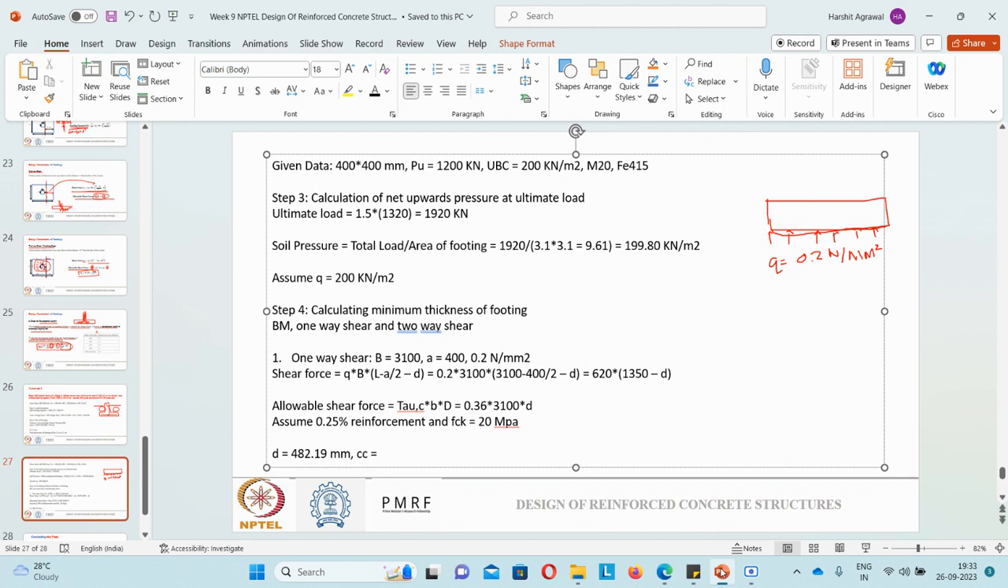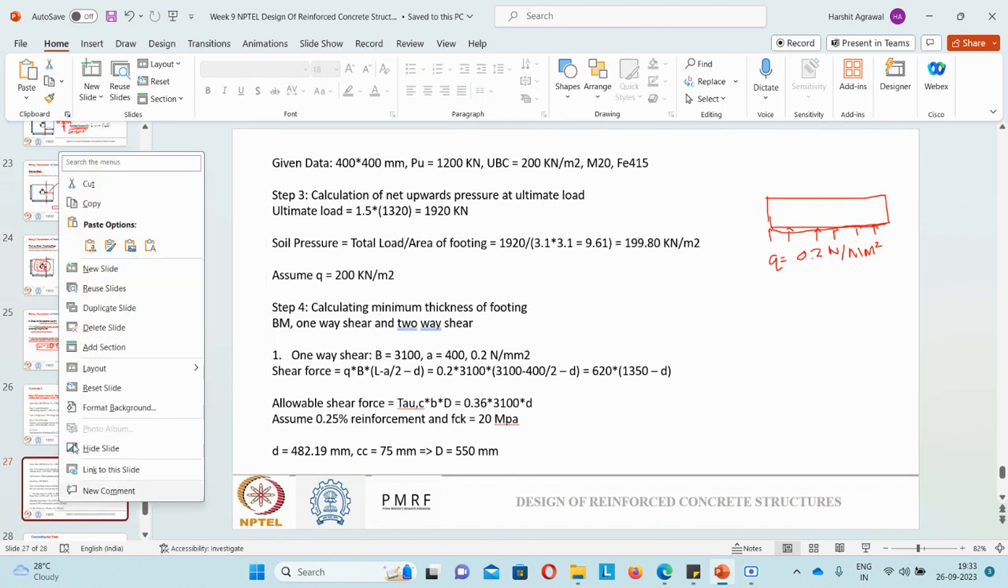Assuming a clear cover of say 75 mm, capital D I will get as 482.19 plus 75, 557 mm. So let's round it up to 550 mm, since we can't provide 557, and 600 will be very much larger than 557. So let's say the total depth, total thickness of footing that I am providing is 550 mm. Now this is for safety against one-way shear.